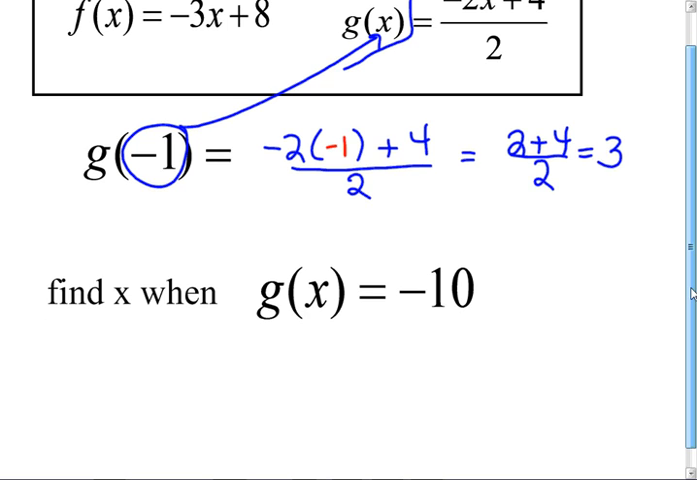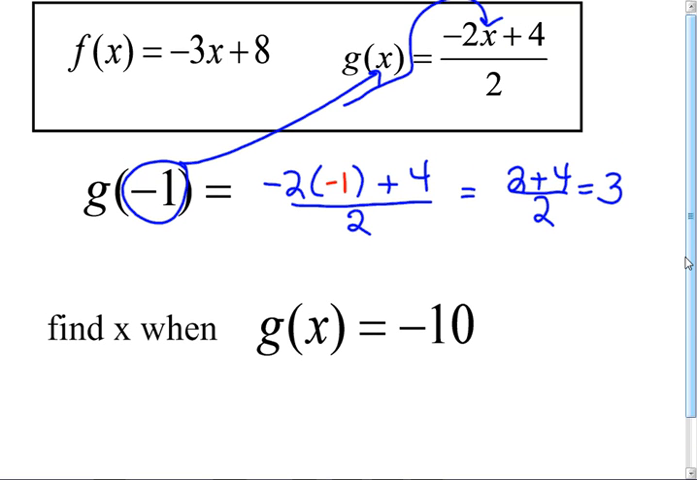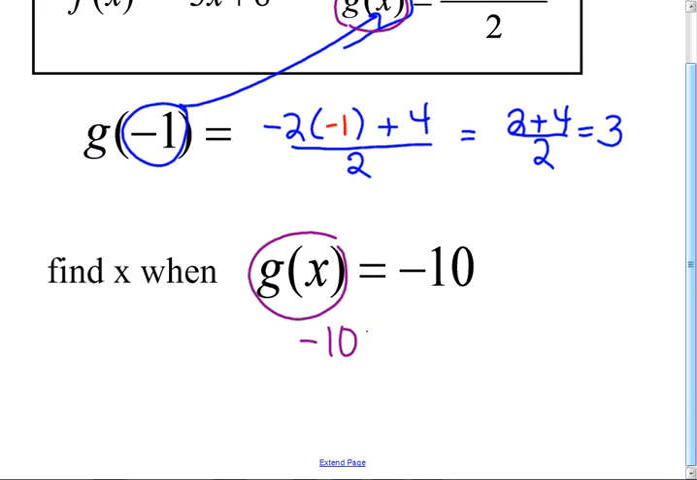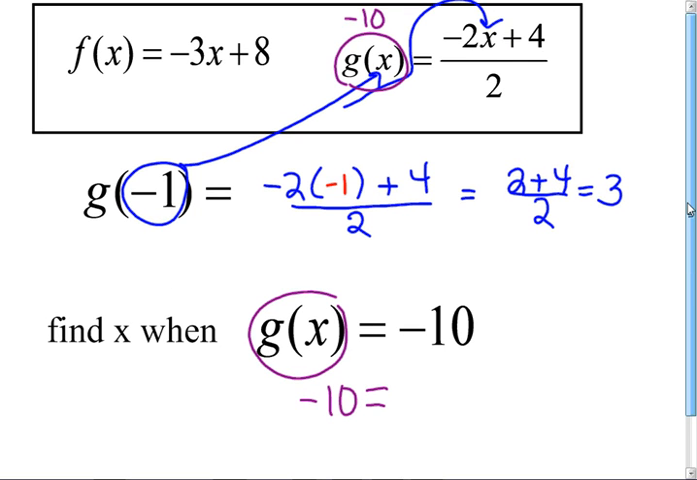So Matt, how do I do that? How do I do this problem now? Where am I going to put negative 10? No, nope. G of x is going to be replaced by negative 10. Do you see how I'm replacing it? Xavier, do you know how I'm doing that? Yeah. Okay, so I'm going to put G of x is negative 10. So I'm going to put negative 10 equals, and now we have to remember how to solve this equation. Negative 2x plus 4 divided by 2.